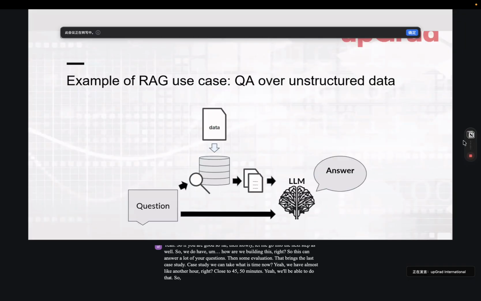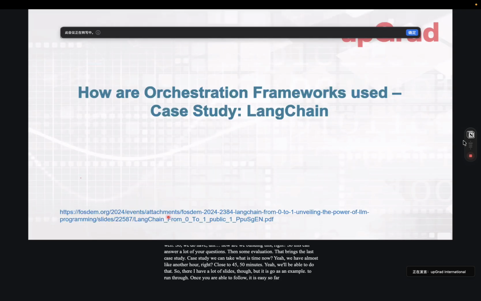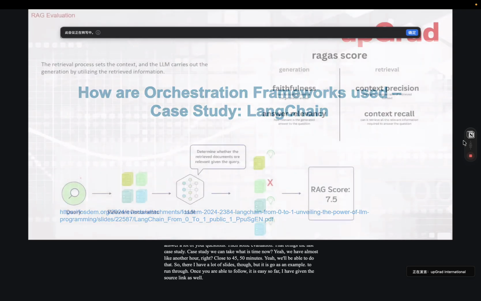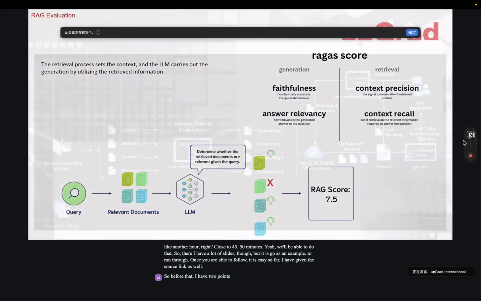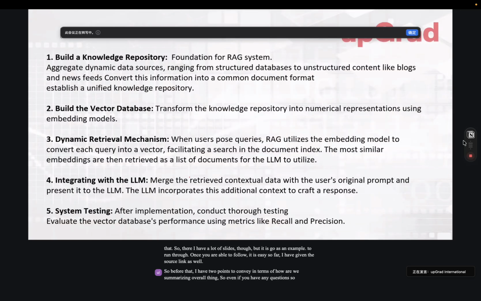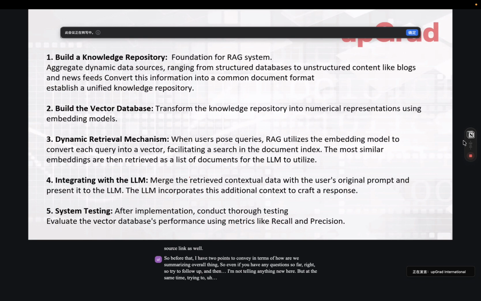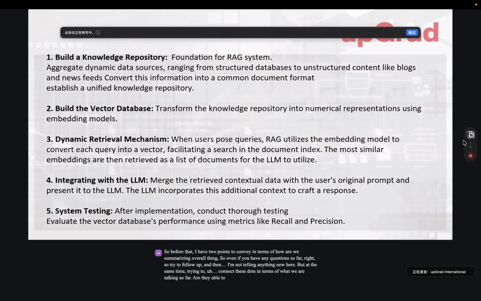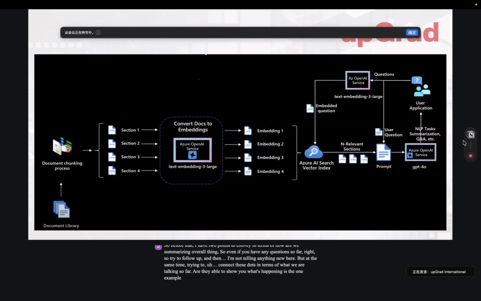I have a lot of slides, but they go as an example to run through. Once you are able to follow, it is easy. I have given the source link as well. Before that, I have 2 points to convey in terms of how we summarize the overall thing. Even if you have any questions so far, try to follow up. I'm not telling anything new here, but I am trying to connect these dots in terms of what we have talked about so far, and then show you what's happening with one example from an Azure scenario.